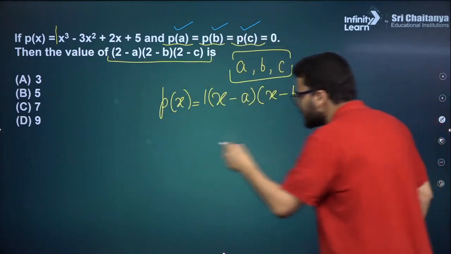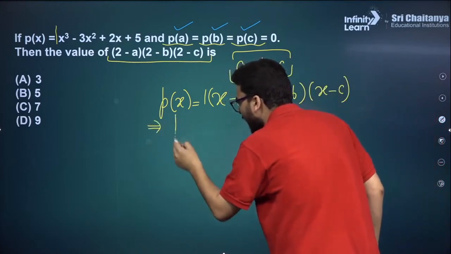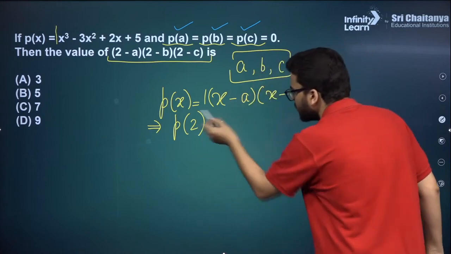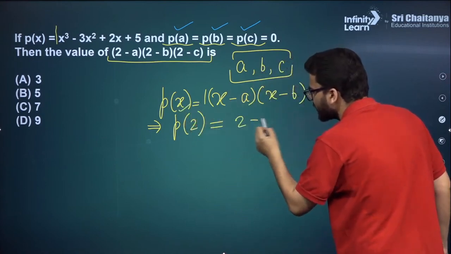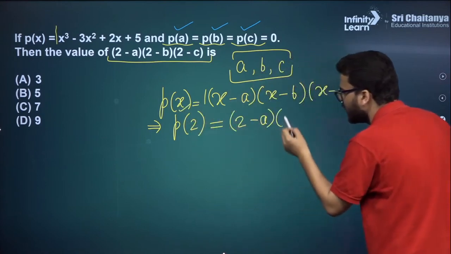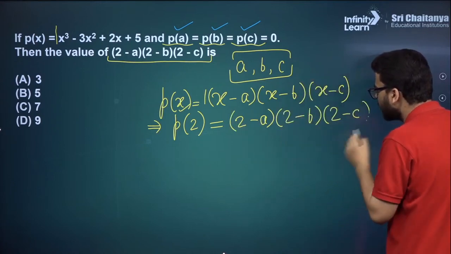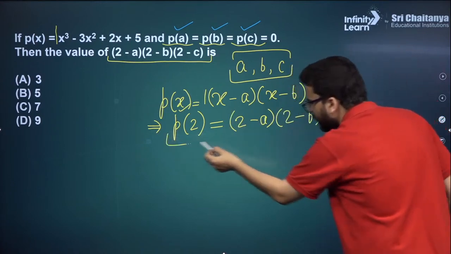It means, what is being asked? It is being asked that in the polynomial itself you have to put x is equal to 2. So if you put x is equal to 2 in the left hand side, you have to do that in the right hand side as well. So it is 2 minus a, 2 minus b, 2 minus c.